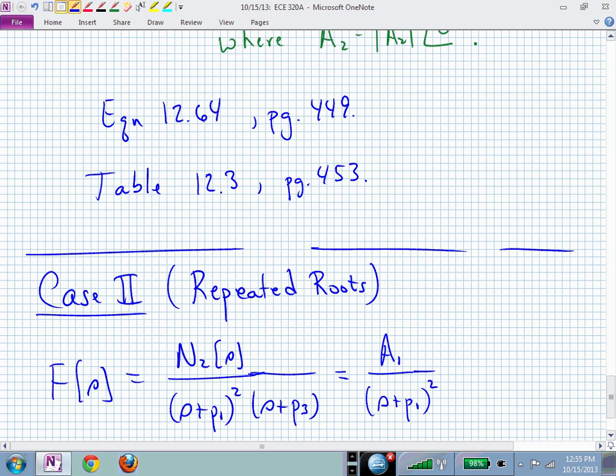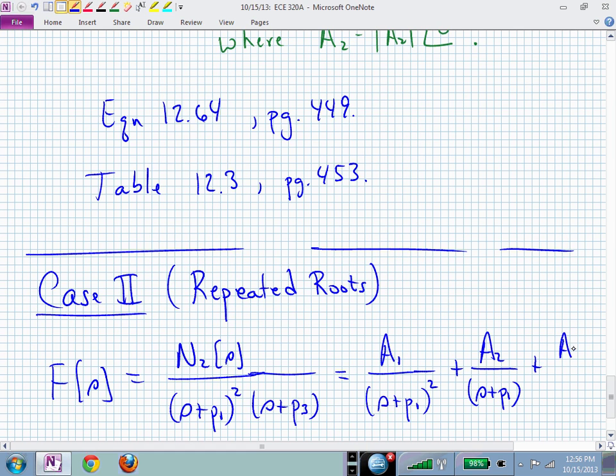Then you actually have to keep knocking that power down, and each one is going to give you a factor in your expansion. You don't just write S plus P1 squared. You actually have to pick up the S plus P1 factor also. And if you had a third order, you would have S plus P1 cubed, a factor in the denominator, plus an S plus P1 squared, plus another factor S plus P1. Here we're going to have A sub 2 over S plus P sub 1.